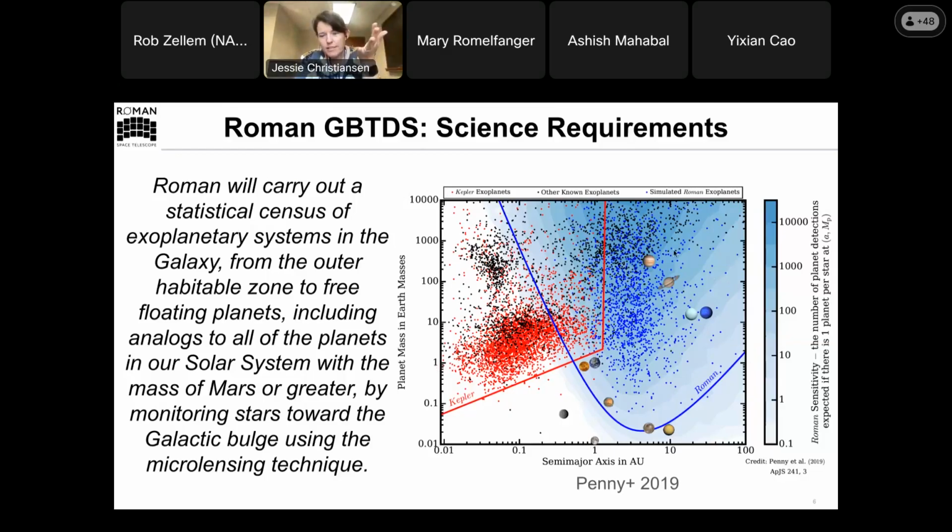The goal of Roman is to be able to do a microlensing survey. It will also do many, many transiting planets, but the microlensing survey will hopefully get us down to sensitivity to Earth. But we have to set it up the right way.